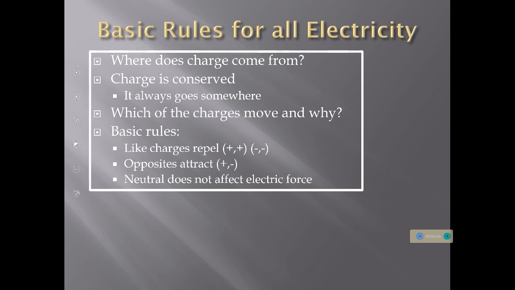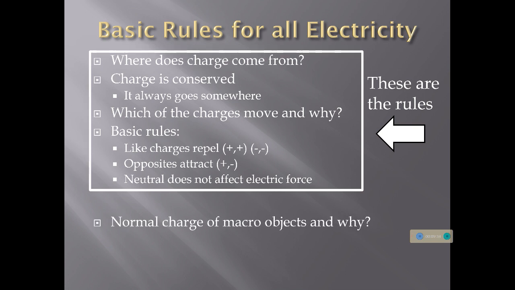All right, these are the basic rules. Everything you hear me talk about today is based on these relatively simple rules. 1, all charge comes from the atom. 2, charge doesn't disappear, it always goes somewhere. 3, only negatives move. Positives don't really move because the strong force is holding them in place. And finally, like charges repel and opposites attract. Neutrals do nothing.